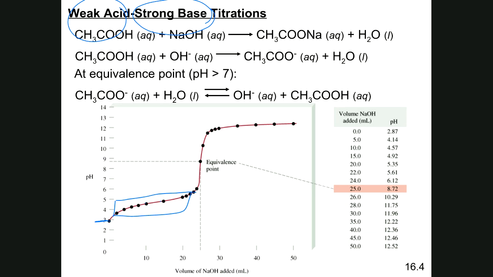The jump is not as huge as when you had a strong acid and a strong base. The second part, because after the equivalence point you still keep adding a strong base, is very similar to the previous graph where you had a strong acid with a strong base. So I'm going back and forth so you can compare the two graphs. Okay?